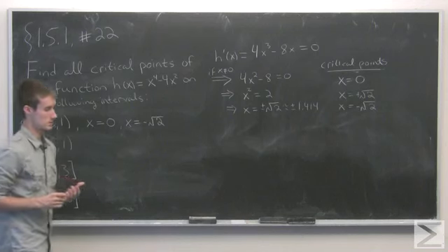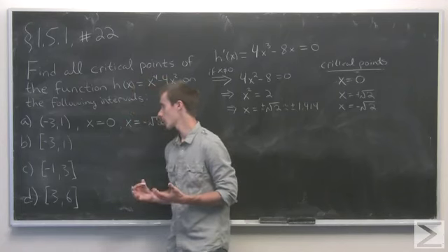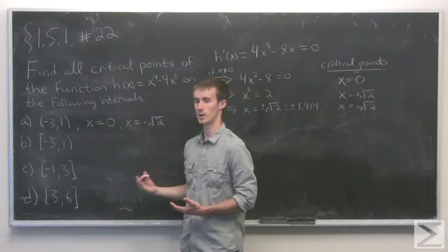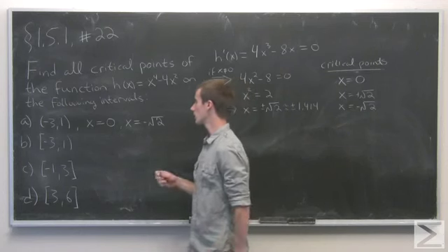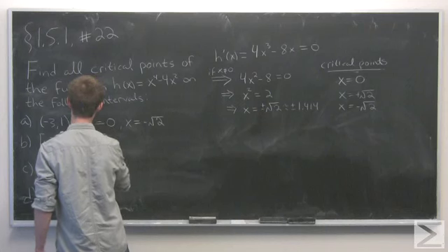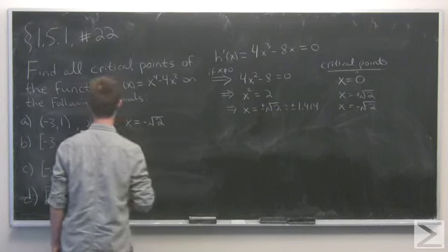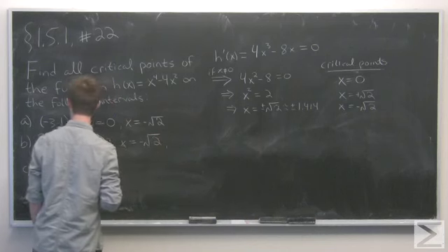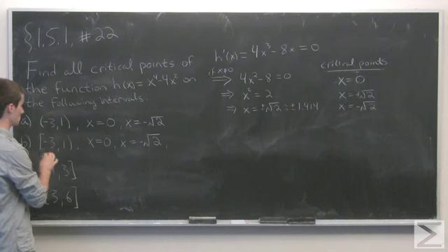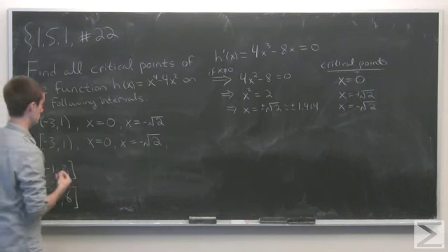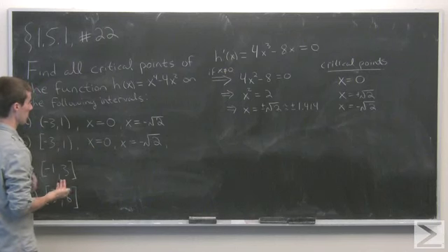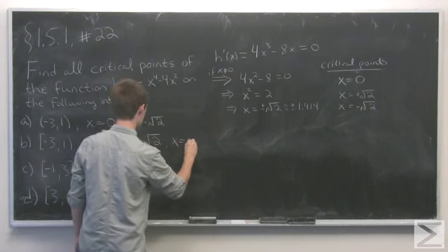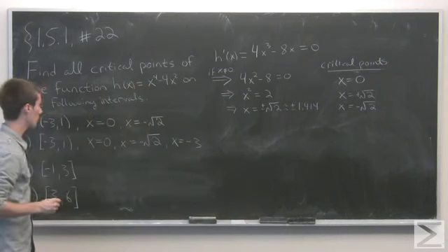Now, part B is the same interval, just including the left-hand endpoint. So we have the interval containing -3 but not containing 1. Again, this will contain x equals 0 and x equals minus square root 2. But the function is also not differentiable at -3, because the limit from the left does not exist. So we also have x equals -3 as a critical point.